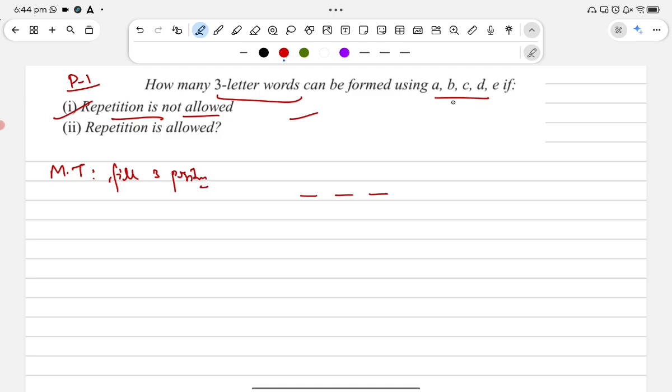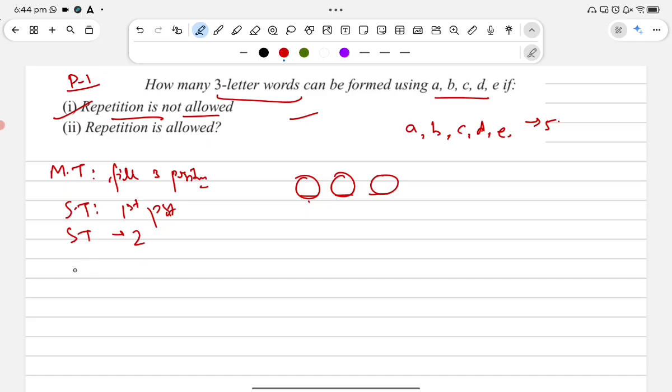right? And the choices that we have, A, B, C, D, and E, 5 choices, right? Now the first subtask is to fill the first position. Let's say this is the first position, this is the second, this is the third. Subtask 2 is fill the second position, and subtask 3 is fill the third. Now how many ways are there to finish subtask 1? We have 5 choices, right? So 5 ways. Since repetition is not allowed, once we have chosen something, we are left with one less option. So we'll have 4 options for this and 3 for this.